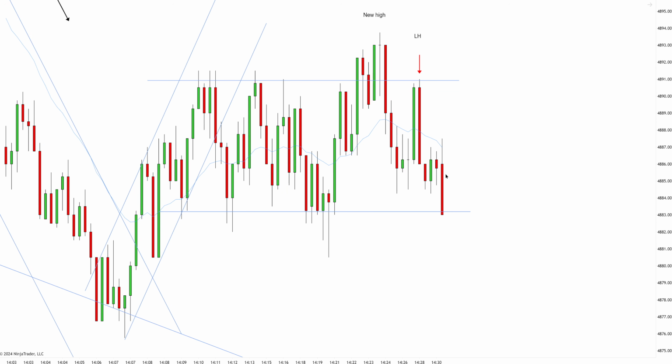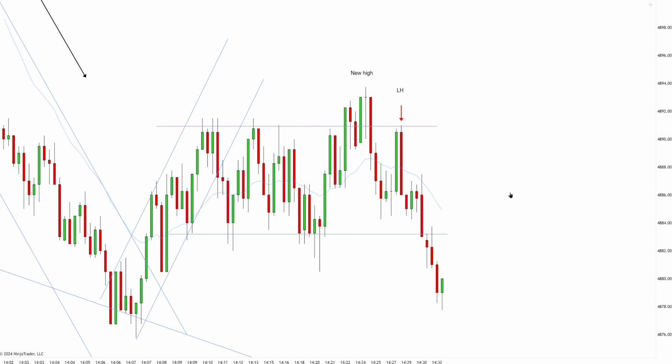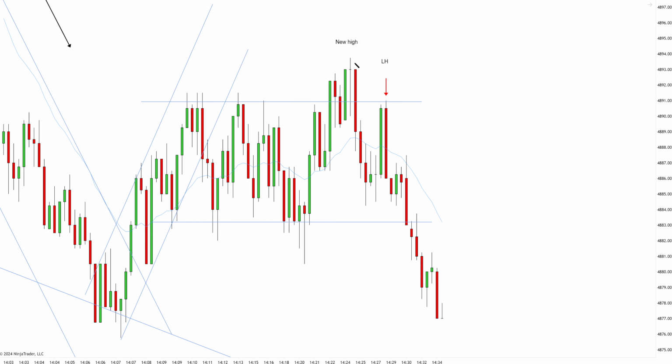And now we have a failed second entry long. Problem is, it's not fully a breakout pullback. It is directly into these lows. So I'm not really excited about this setup just yet. Let's see what's going to happen.